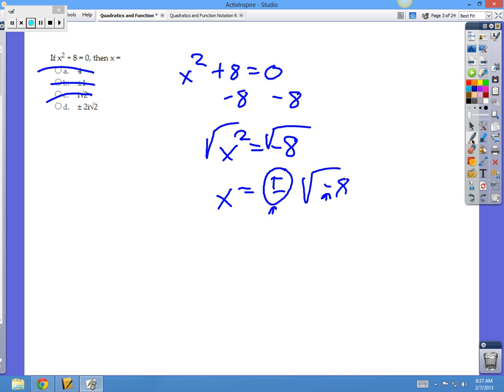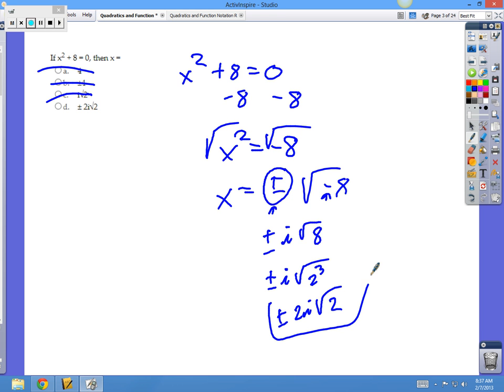So I'm going to go plus or minus imaginary square root of 8. I'm going to replace square root of 8 with plus or minus imaginary square root of 2 cubed. And then I pull out a pair of 2's, plus or minus 2i, and a 2 stays under. So we get D.